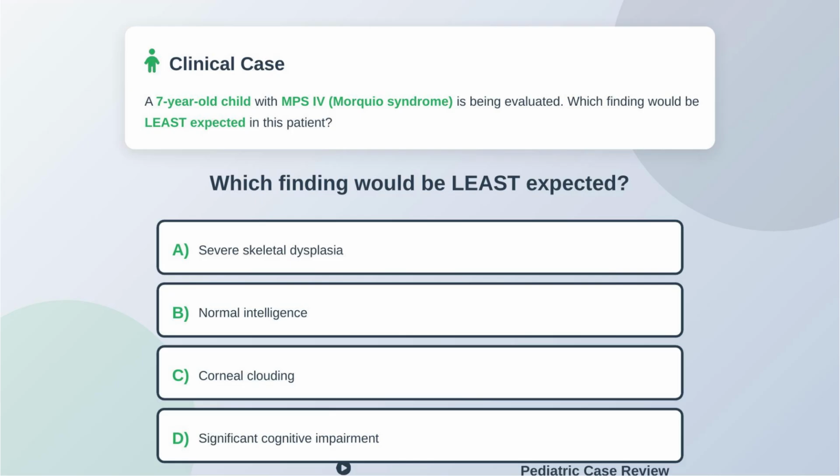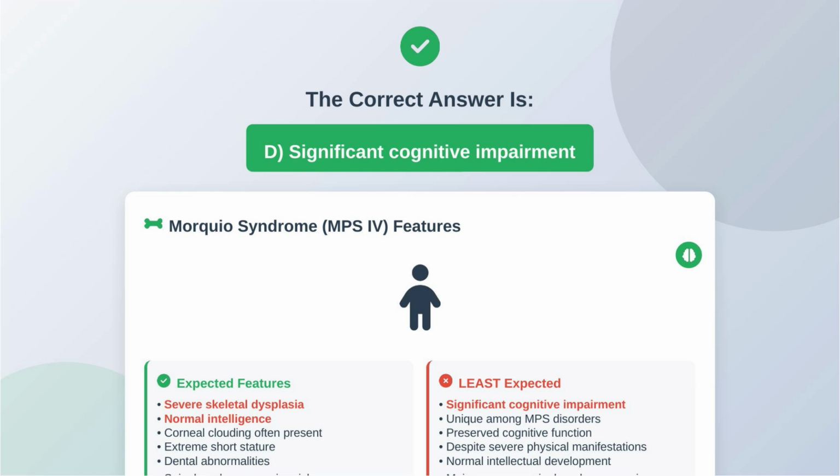A 7-year-old child with MPS 4 or Morquio syndrome is being evaluated. Which finding would be least expected in this patient? A. Severe skeletal dysplasia, B. Normal intelligence, C. Corneal clouding, or D. Significant cognitive impairment? The correct answer is D.